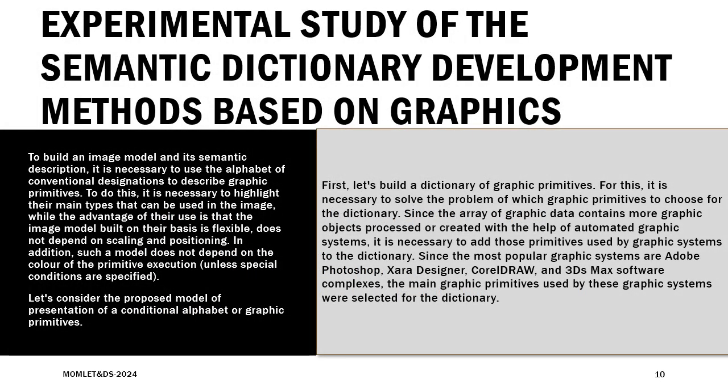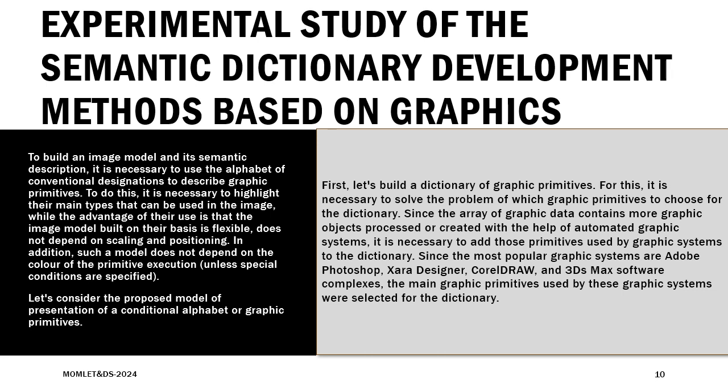To build an image model and its semantic description, it is necessary to use the alphabet of conventional designations to describe graphic primitives. To do this, it is necessary to highlight their main types that can be used in the image, while the advantage of their use is that the image model built on their basis is flexible, does not depend on scaling and positioning. In addition, such a model does not depend on the color of their primitive execution, unless special conditions are specified.